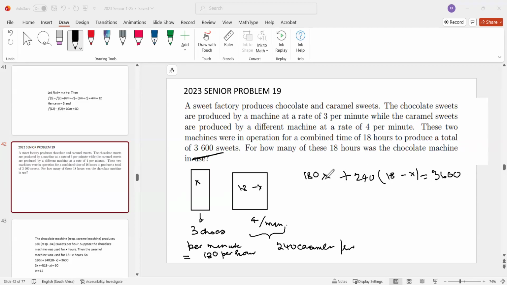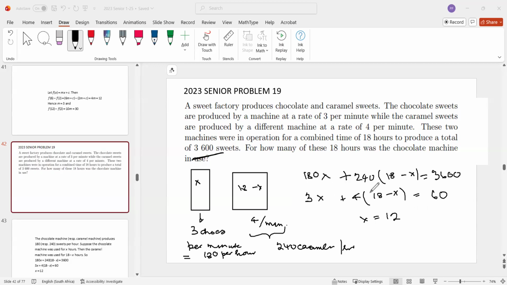Okay, I can cancel. I can see 60 goes into this. The 60 times 3. I'll come back to my minutes thing. And this is 60 times 4. And this is 60 times 60. So if I divide right through by 60, I get that. And I think you can go on and see that X is actually equal to 12.